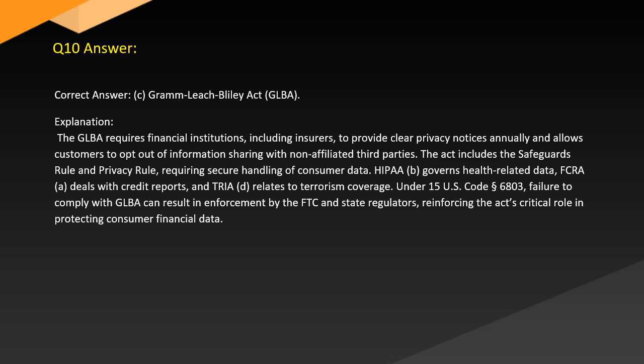HIPAA, B, governs health-related data. FCRA deals with credit reports. TRIA, D, relates to terrorism coverage. Under 15 U.S. Code §6803, failure to comply with GLBA can result in enforcement by the FTC and state regulators, reinforcing the Act's critical role in protecting consumer financial data.